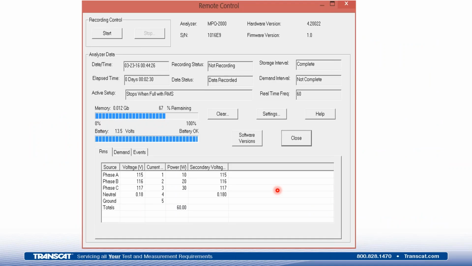Another thing a good power quality analyzer is going to allow you to do is hook up remotely. This is ideal for long evaluations. So we can start and stop a recording. We can see how much memory is left. We can come down here and click the RMS tab and look at the RMS data. We can click the demand tab and look at the demand data, and the events tab and look at the different events that may have happened. We can also transfer the data remotely or have it automatically transferred periodically, so you don't have to go back to the unit to retrieve your data.